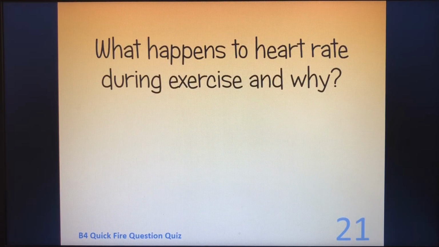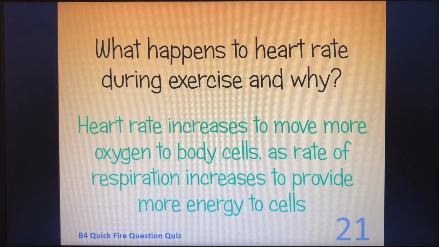Question 21. What happens to heart rate during exercise and, more importantly, why? This could be a longer answer. Okay, the answer is heart rate increases, so it's faster heart rate, to move more oxygen to the body cells. Why do we do that? Because the rate of respiration has increased. Why has that increased? Because we need to provide more energy to cells.